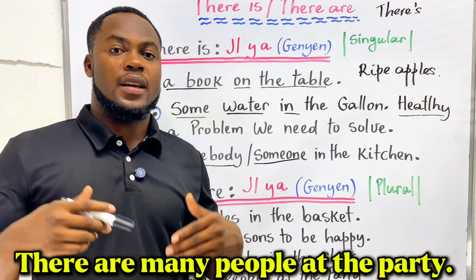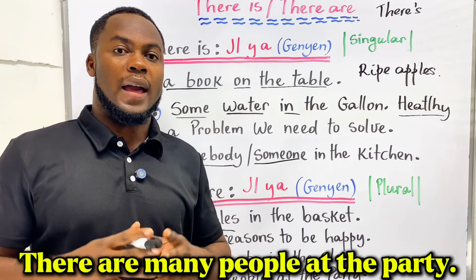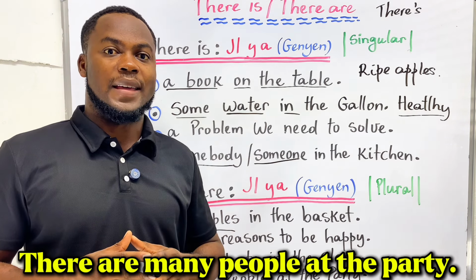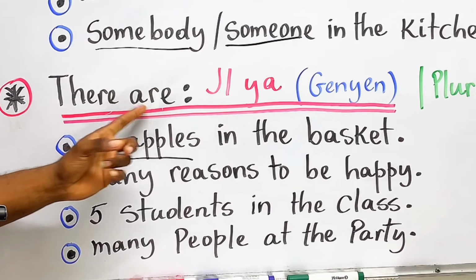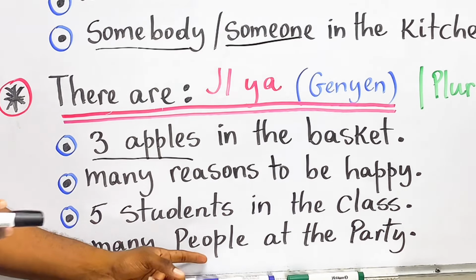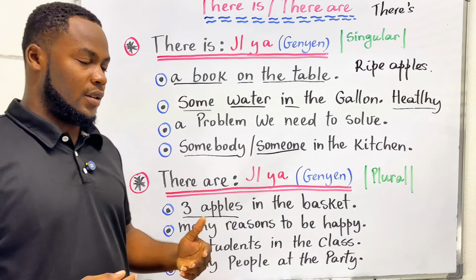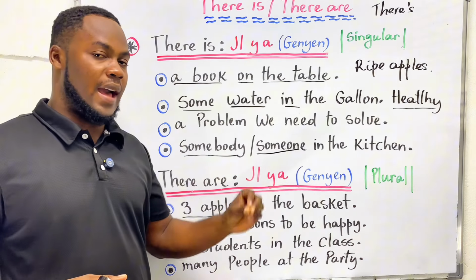I say there are many people at the party. Hey, there are many people at the party. There are many people at the party. Okay? I didn't expect that. There are many people at the party.